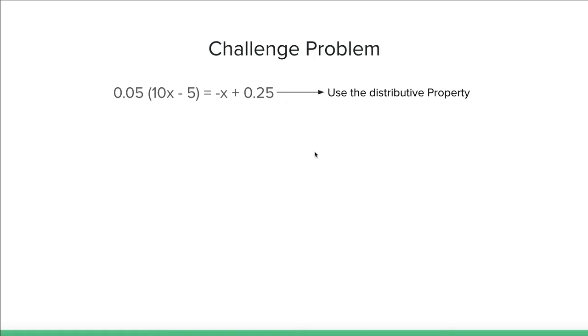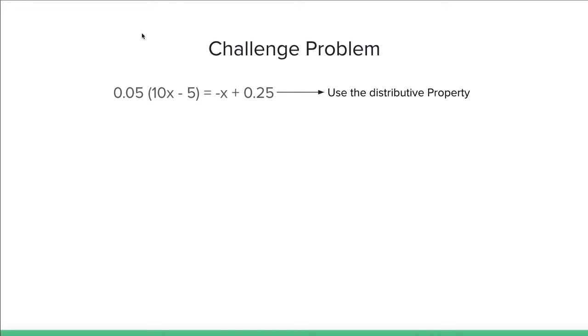Here is our challenge problem. And we're using the distributive property. Let's talk about the distributive property right now. Whenever you have something like this, it shows you that the distributive property is being used right here. So the first step, we're going to simplify the left side of our equation. To use the distributive property, you multiply this number by all the different terms inside the parentheses. So let's do that.